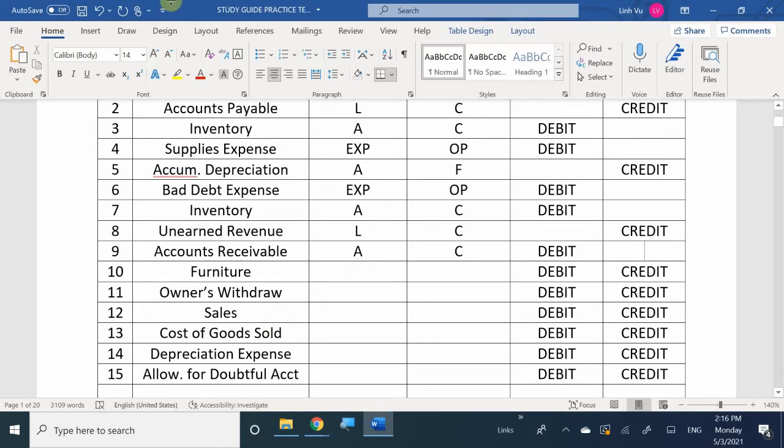Okay. What about furniture? An asset. Yes, it's an asset. Now, what kind of asset? It's a fixed asset, also known as PP&E. So what kind of balance would it have? Debit. Yes, debit.